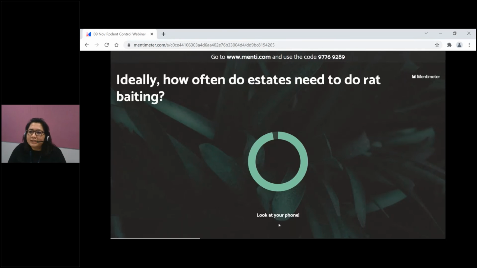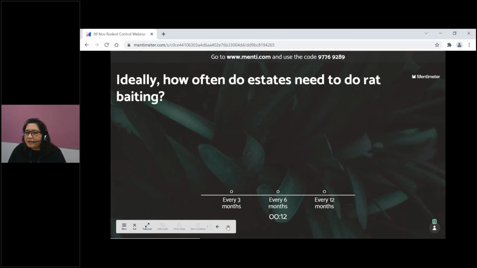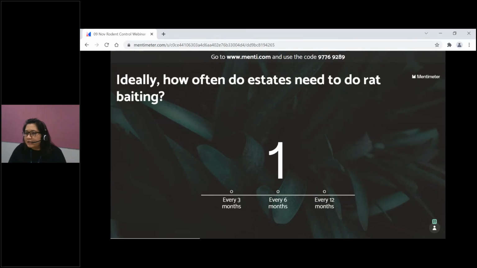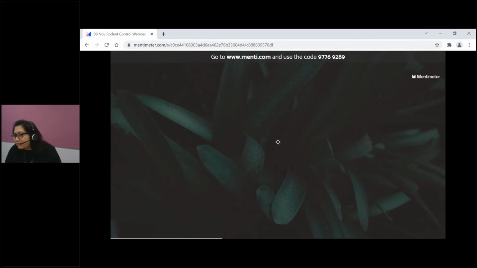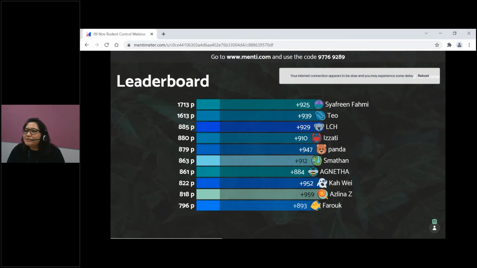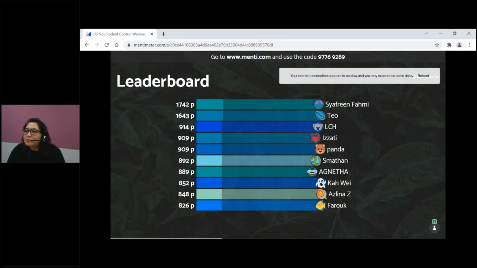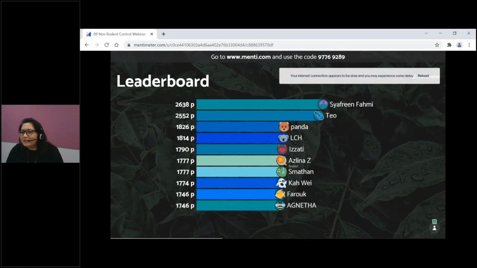Ideally, how often do you need to do rat baiting? Every 3 months, 6 months, or 12 months? Right. So who's leading now? If I'm not wrong, the answer is every 6 months. Okay, Shafrin, good job, and Theo and Panda. Okay, great. Next question.